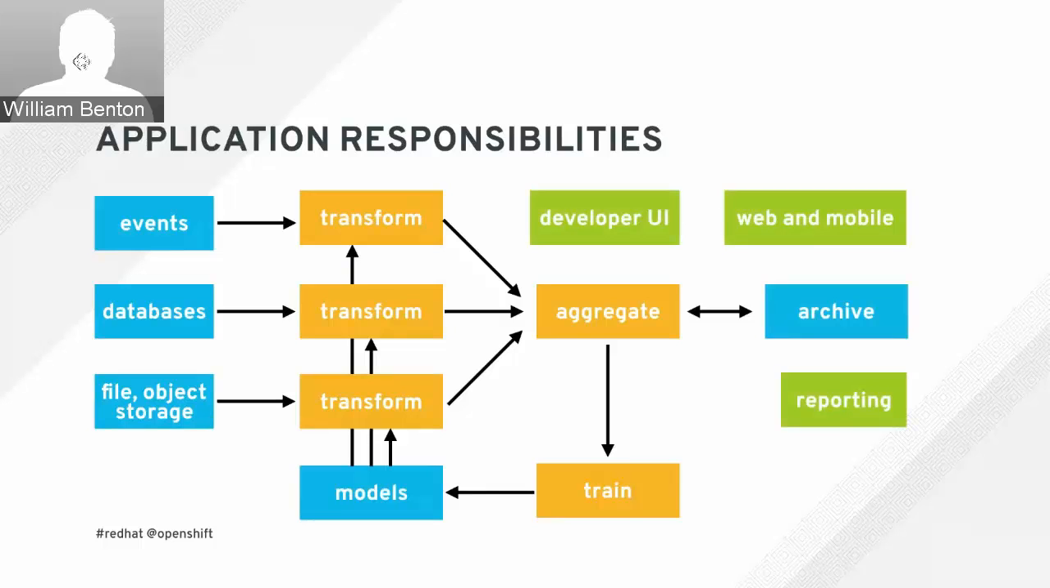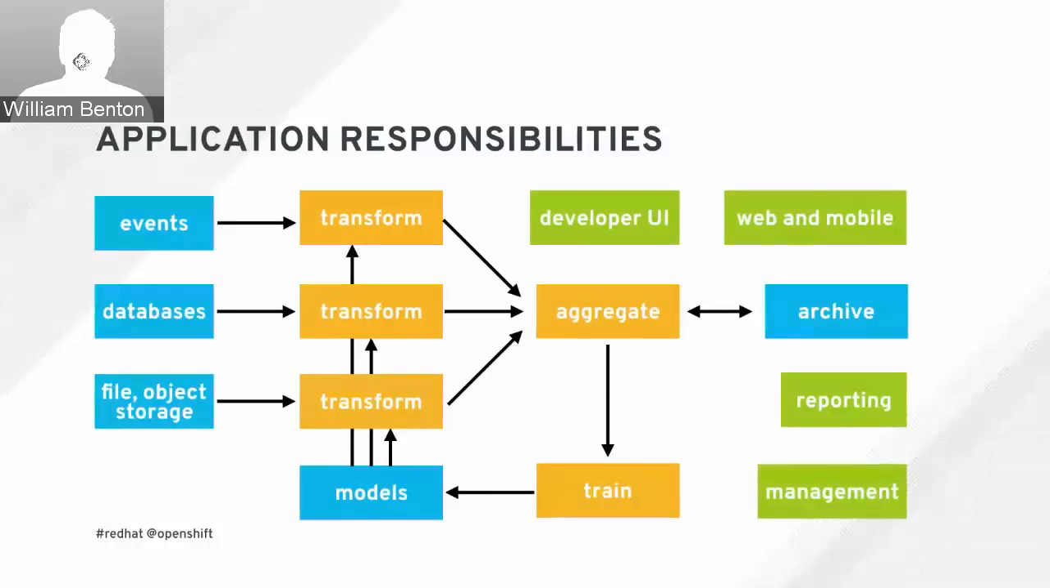Finally, a data-driven application needs to support a few different kinds of user interfaces: an internal-facing interface for developers and data scientists to install new models or modify how they're trained, web and mobile interfaces for end users, a reporting and alerting interface for the business and ops side, and a management interface for deploying, orchestrating, and monitoring the actual components of the application.